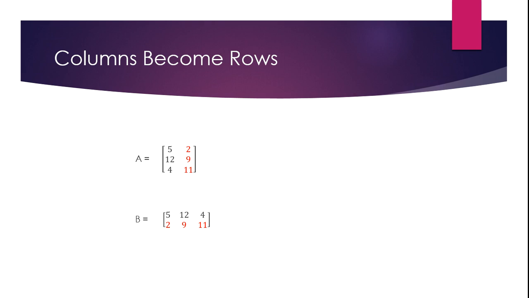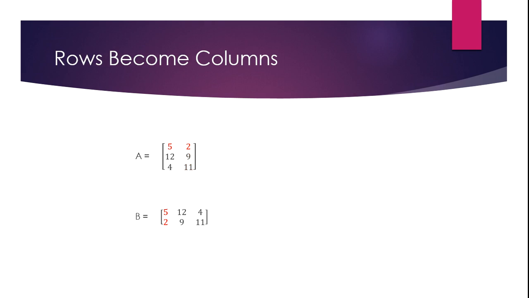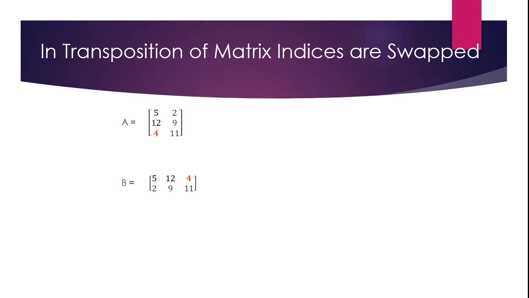It also interchanges the number of rows and the number of columns, like this. So the first row of matrix A becomes the first column of B, and in the same way the second row becomes the second column, and the third row becomes the third column. While taking the transposition of a matrix, it not only changes the number of rows and columns, but it also swaps the indices of a given matrix, like this.